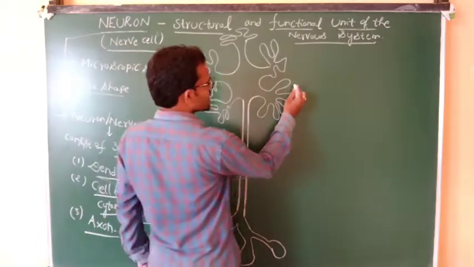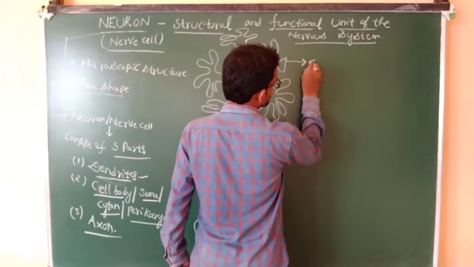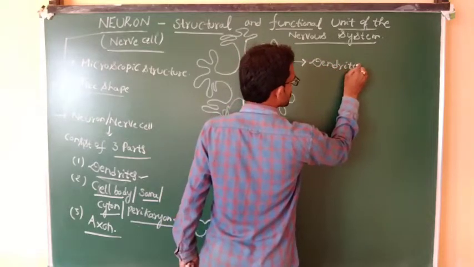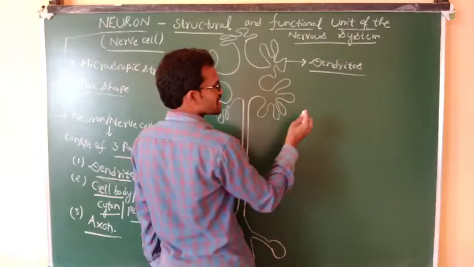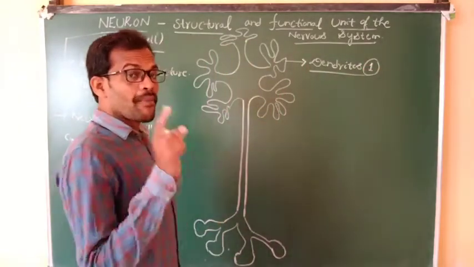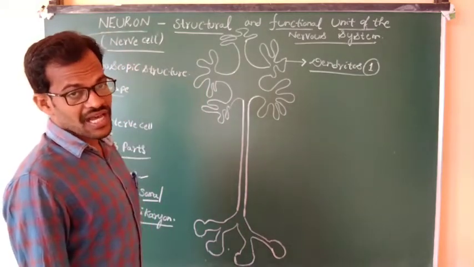Coming to the first one, dendrites. What is the first part? Dendrites. It is the first part of a nerve cell or neuron.